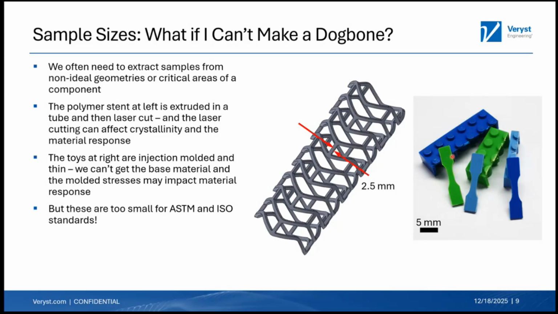So the first question is, I don't have much material, or maybe the material I'm interested in, maybe you've got a very complex injection molded part, but you only care about the material response in a very particular area where it's very thin, or you've got a lot of shear from your mold flow analysis. So how can I test that material right there?